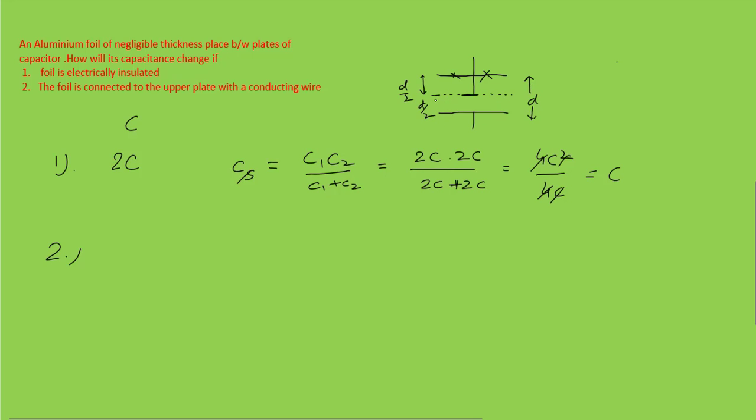Initially the capacitance was C, and this time the distance is D by 2, so the capacitance will become 2C. So the capacitance of the capacitor will become twice the initial capacitance.